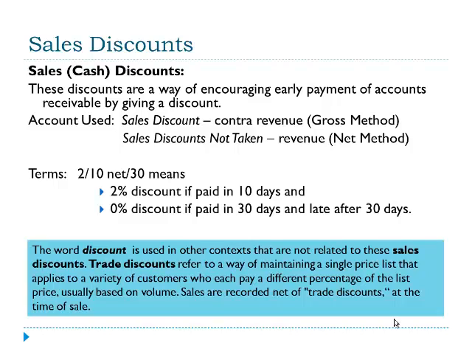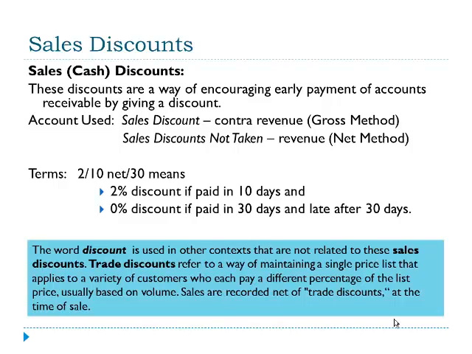The word discount is used in other contexts that are not related to these kinds of sales discounts. Trade discounts refer to a way of maintaining a single price list that applies to a variety of customers who each pay a different percentage of the list price, usually based on volume. Sales are recorded net of trade discounts at the time of sale. Once a sale has taken place and been recorded, further discounts for early payment, those are these sales discounts.